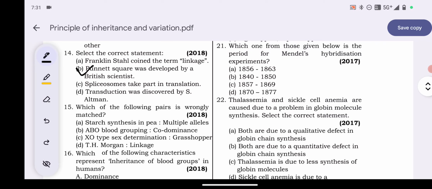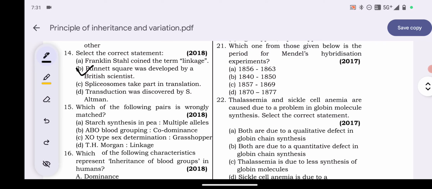And transduction was discovered by Zinder and Lederberg in Salmonella in 1952, not by S. Altman. Transduction was discovered by Zinder and Lederberg in Salmonella in 1952. Okay, so the correct one would be option B. The Punnett square was discovered by R.C. Punnett in the early 1900s.